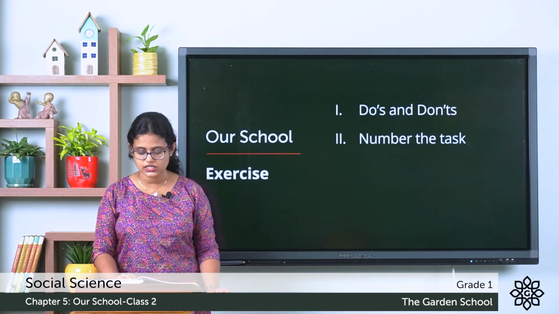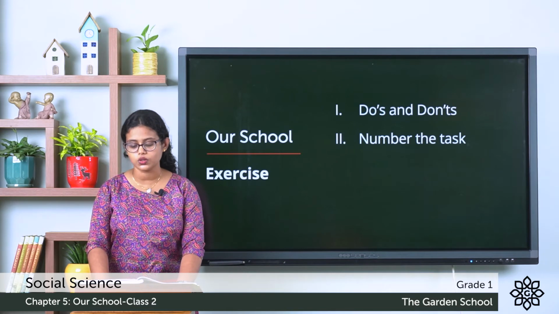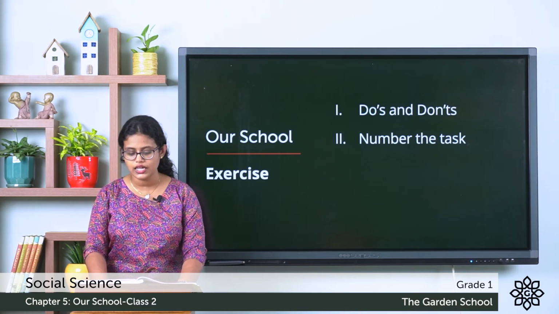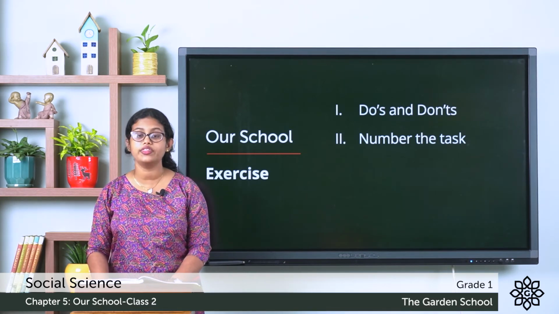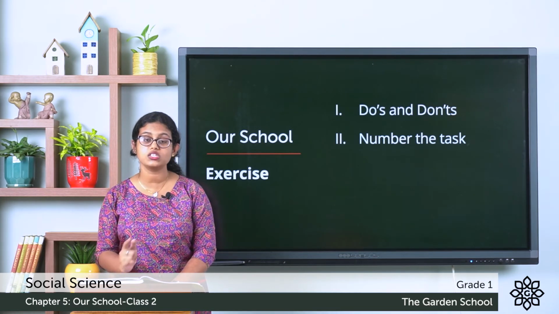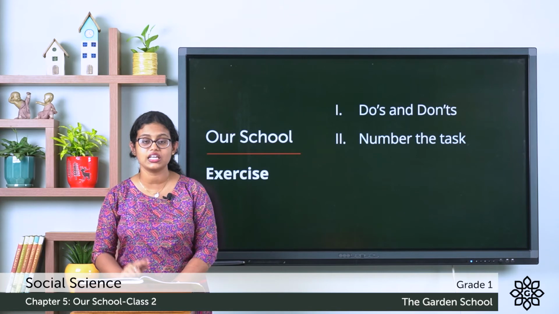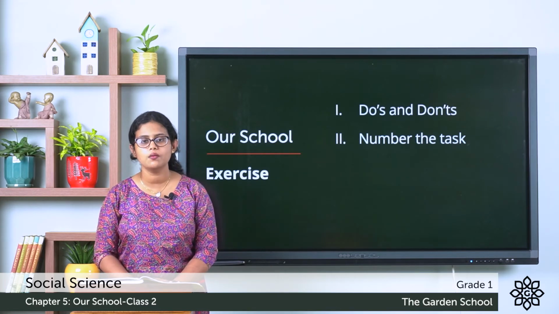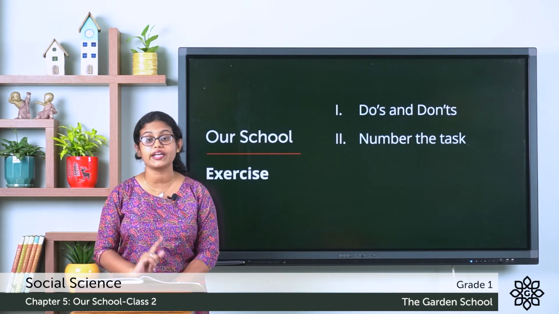The second one is how do you get ready for school? You have to number the tasks that you do in the morning to put them in order. Here you can see different tasks. Which is the first thing that you do? The first thing is you wake up in the morning. So in that box, write 1.